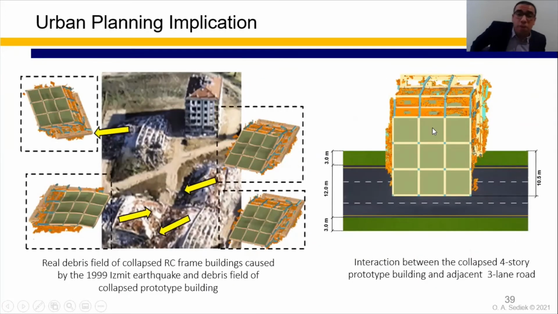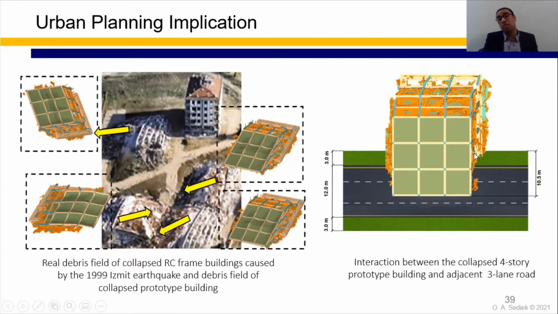So now let's see the urban planning implication of such a study, or what is the effect of the collapse of the building on the community. As we can see here, this is a comparison between the collapse of reinforced concrete frame buildings caused in the 1999 Izmit earthquake in Turkey, and this is the debris field from the developed applied element model. So this is not a rigorous validation like what I have shown before, because the information about the buildings here is not known, but this gives a sense of how this tool can be used on the community level.